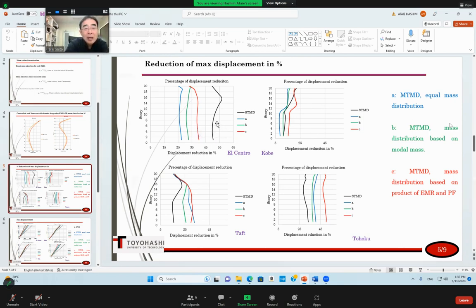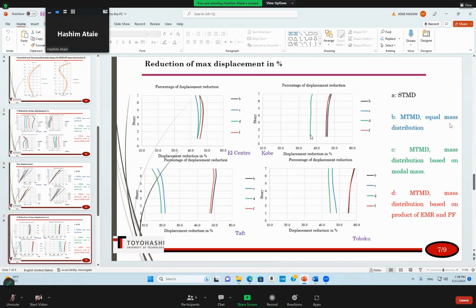The red line compared to the other two methods in 4 cases is better, just here and just for the 4 lower floors. But in all cases it is better than these 2 other methods. Okay, so it is the same result. Yes, and here also, since the red line is better than the blue line and green line in all cases, we can say that this method of mass distribution is better than equal mass distribution and also mass distribution based on modal mass.